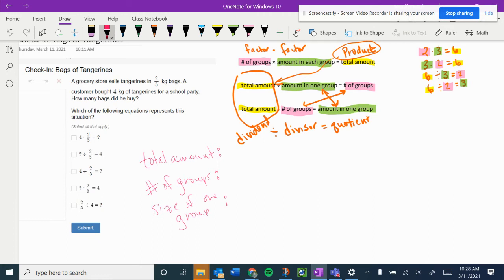Okay, so the total amount: he bought 4 kilograms of tangerines for a school party. Total amount is 4 kilograms of tangerines. Number of groups: how many bags did he buy? I don't know. That's the question I want to find out. And the size of one group is 2/5 of a kilogram in one bag. So if I'm making an equation out of this, it's going to be number of groups times size of a group. So question mark times 2/5.